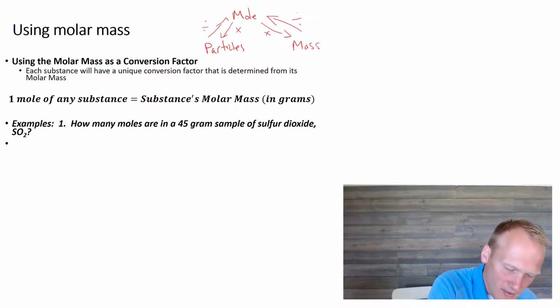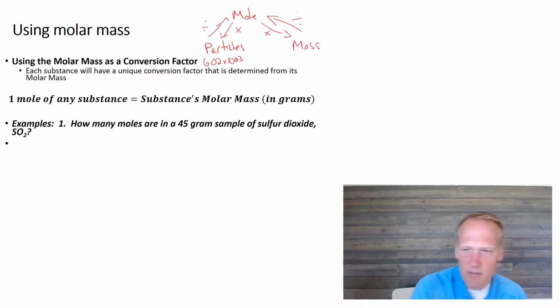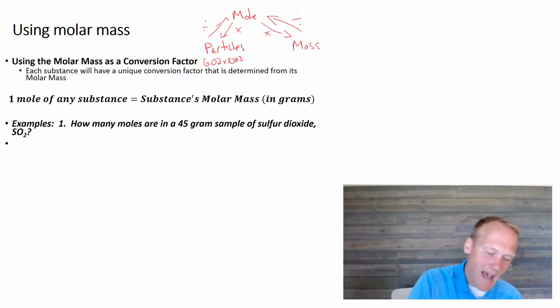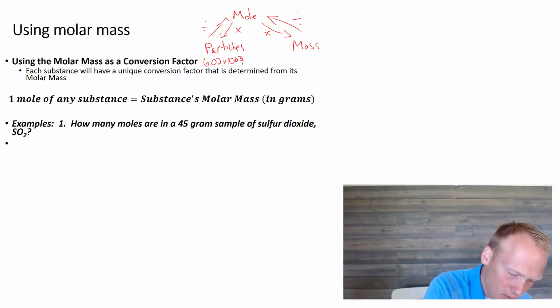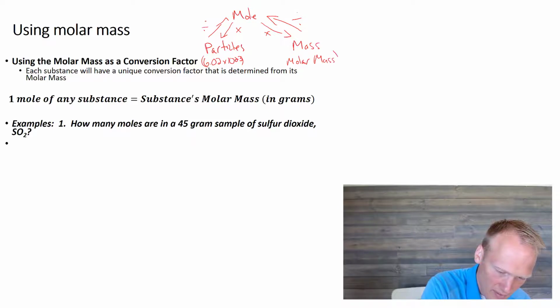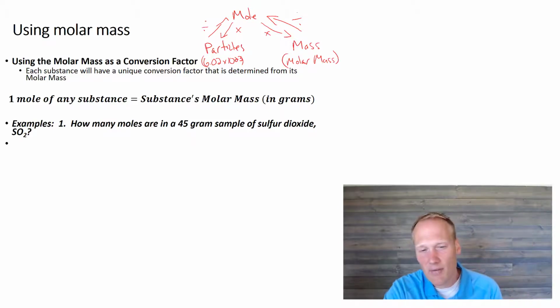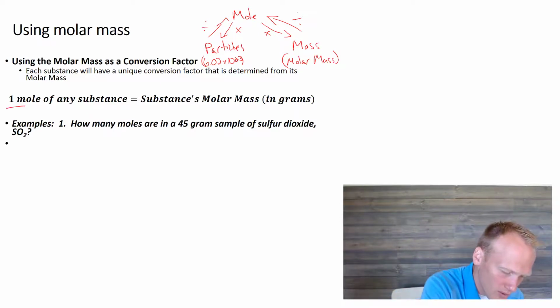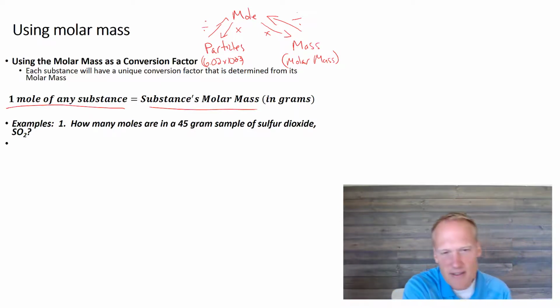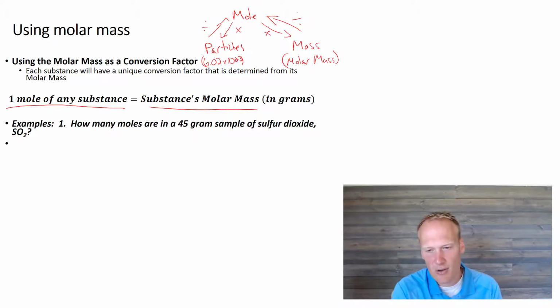On the particles side, Avogadro's number is what we use. On the mass side, though, the number we're looking for is the molar mass, because it depends on what substance we're dealing with. Mole Mountain can be helpful to people. Some people don't really use it. Just know that 1 mole of any substance is equal to the substance's molar mass, and you can use that as an equality within your equations.